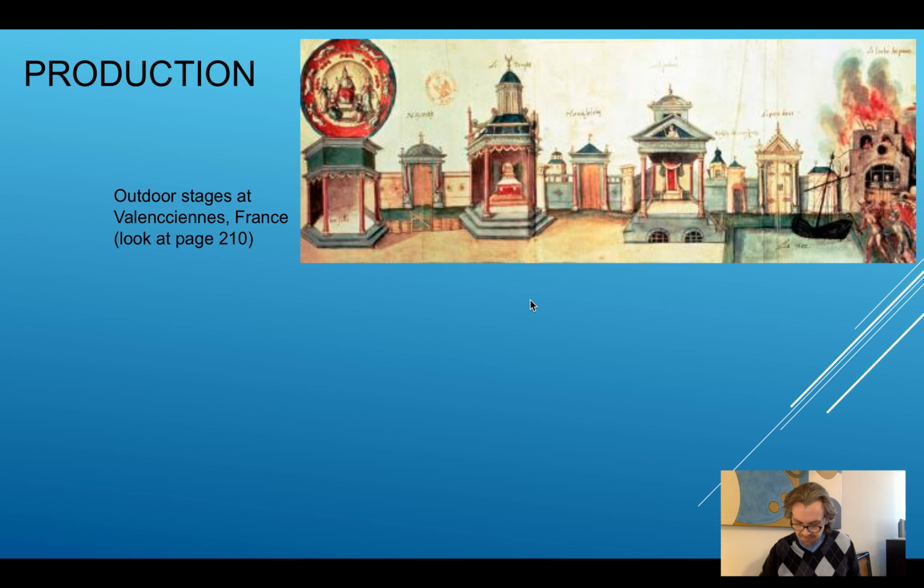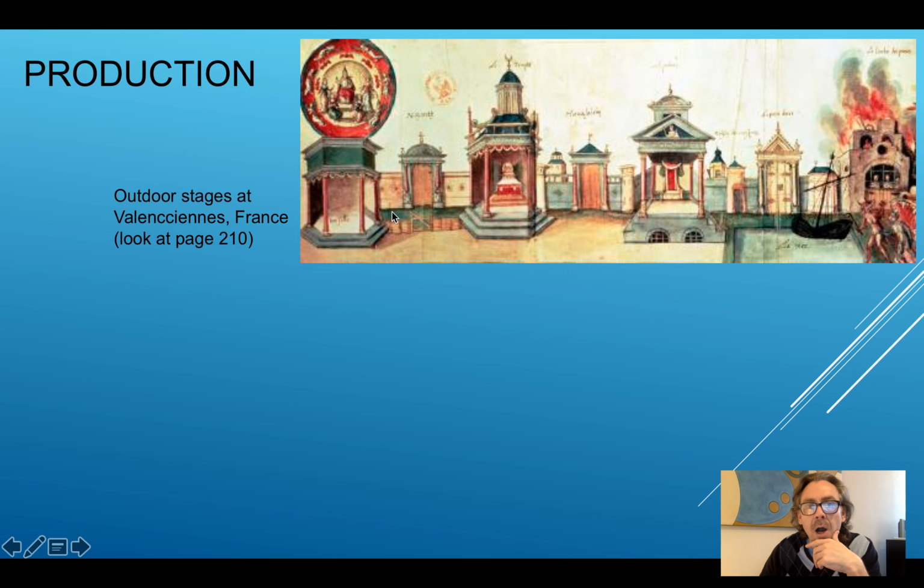Vincennes? This is an outdoor stage at Vincennes. Vincennes is a place in France. Oh, why do I have the wrong page number? 280, that's why. I wrote 210 and it's supposed to be 280. So this image is on page 280 in your textbook.